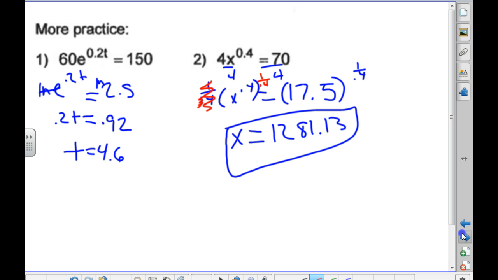Everybody okay? They have like a really long number with like an E in there. 17.5 to the 1 over 0.4? Yeah. It's not 0.04, it's just 0.4. Oh. 0.4.